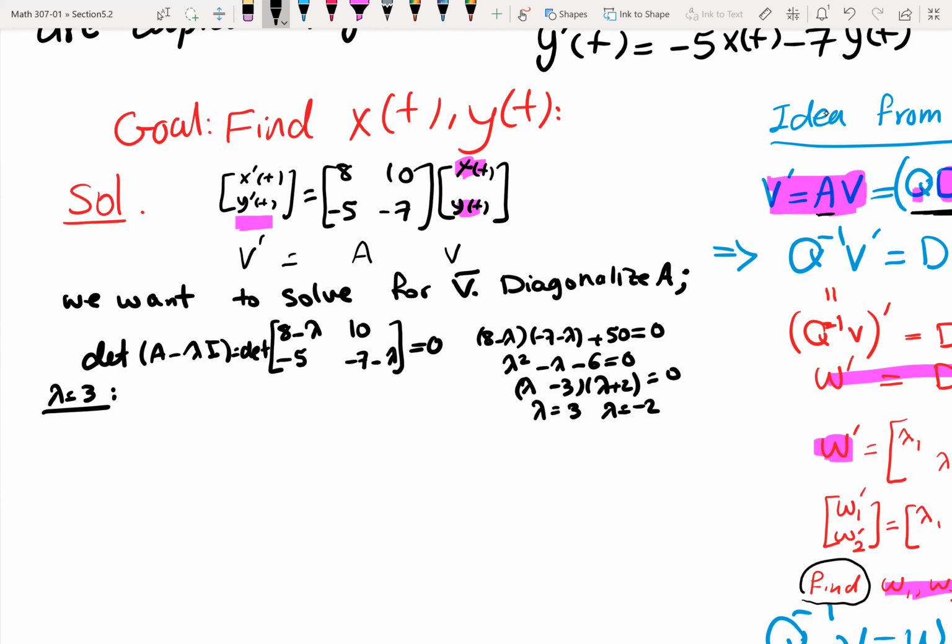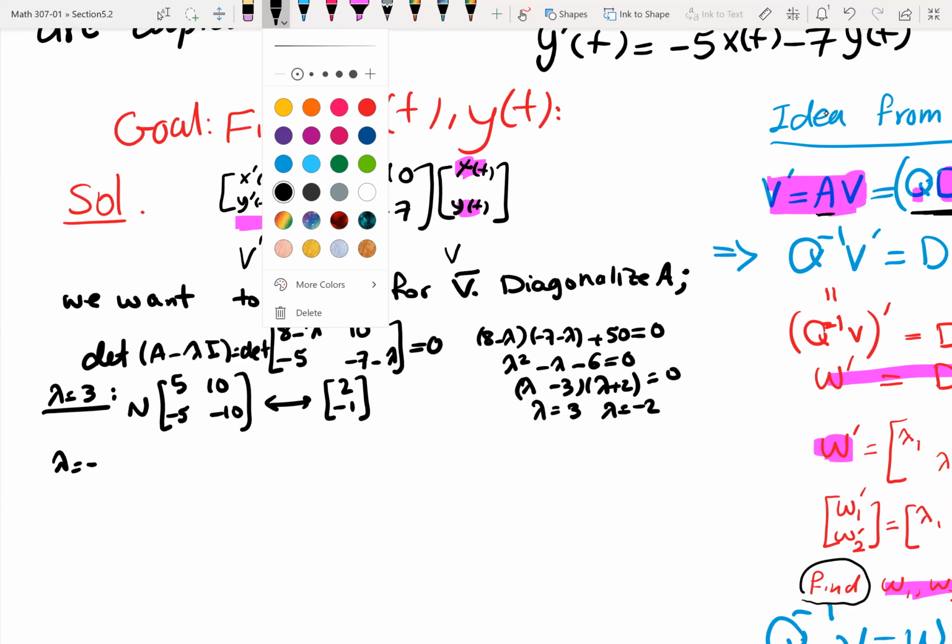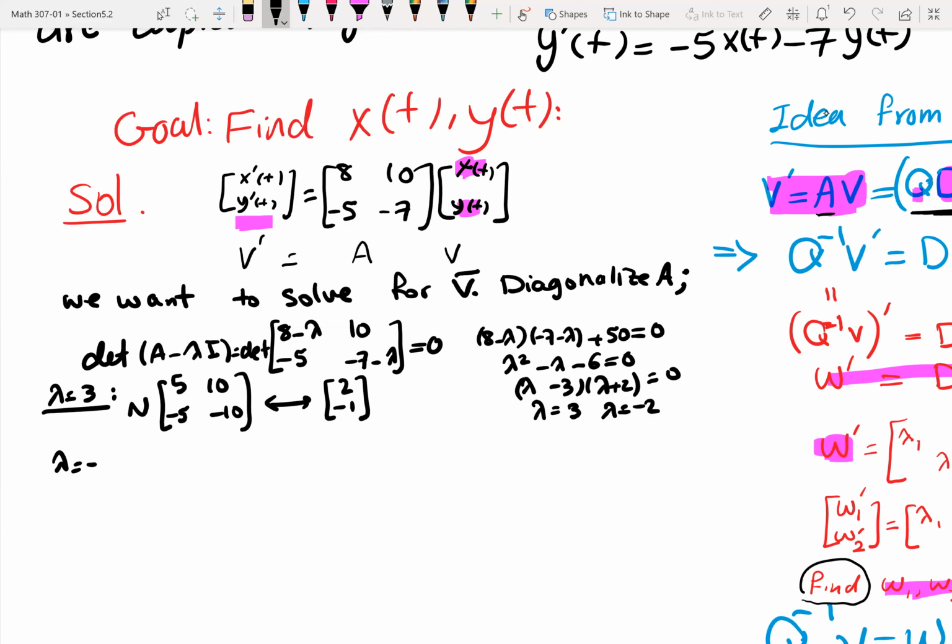So for lambda equals 3, this is just really algebra. I wish I had written it out. I don't know why I didn't. So this is just 5, 10, negative 5, negative 10. At least it's good practice, right? I think you have 2 or 3 of these computational problems with these details in the test. For lambda equals negative 2, this is going to be the null space for 10, 10, and then negative 5, negative 5. Is that fine by now?